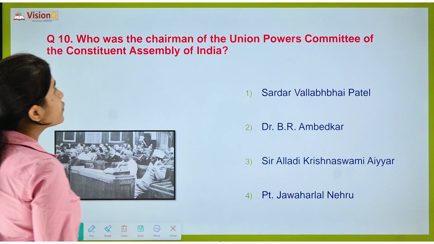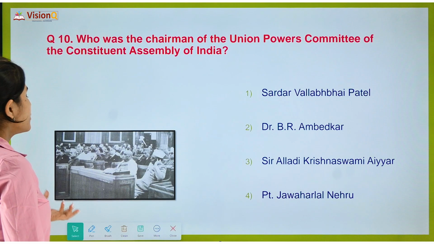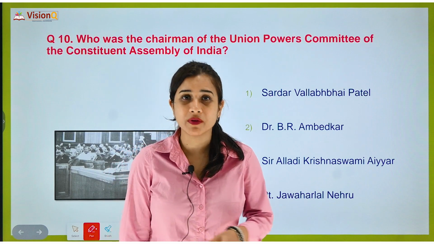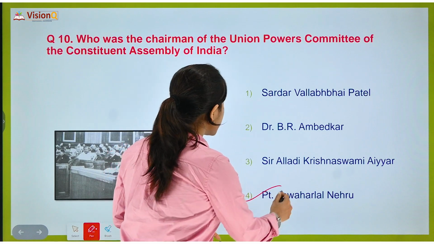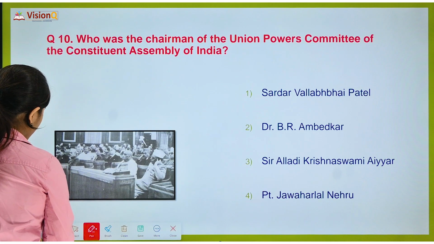Next, who was the chairman of the Union Powers Committee of the Constituent Assembly of India? So Constituent Assembly of India, which was formed, and the Union Powers Committee that it created, its chairman was Jawaharlal Nehru.